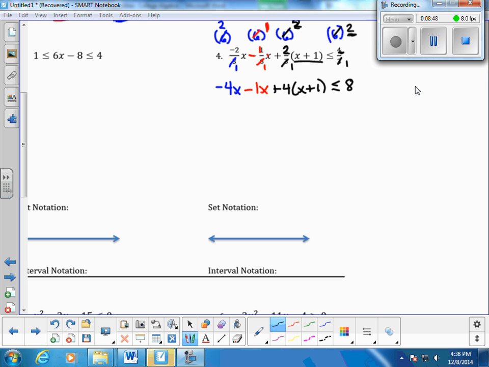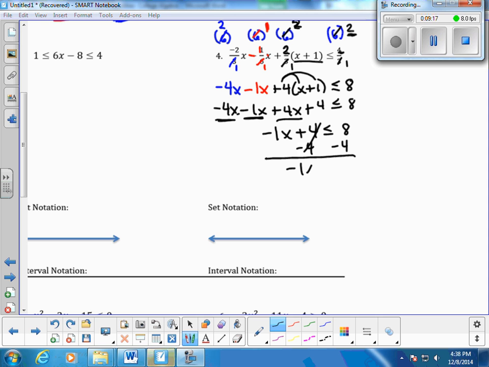Okay, now we're going to just simplify this thing. Bring this down, distribute, that becomes 4x plus 4. Add all your like terms. So negative 4x minus 1x is negative 5. Negative 5 plus 4 is negative 1x. Get x by itself, so subtract 4 from both sides. Negative 1x is less than or equal to 4. Divide both sides by negative 1. Recall, if you divide both sides by a negative, we have a rule that says you have to flip that sign. So x is greater than or equal to negative 4.